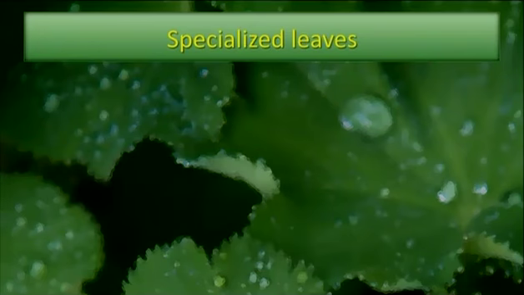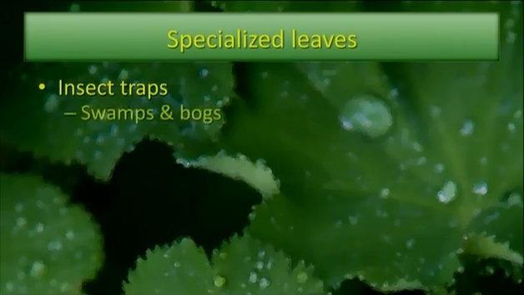Okay, continuing with specialized leaves. We have insect traps, and this is pretty interesting. They're generally plants that live in swamps and bogs. There are about 200 to 400 species of flowering plants of tropical and temperate areas, and they live in nitrogen and other deficient soils, or the nitrogen or other deficiencies are not available to the plants. So when they digest the animals, the missing elements are furnished.